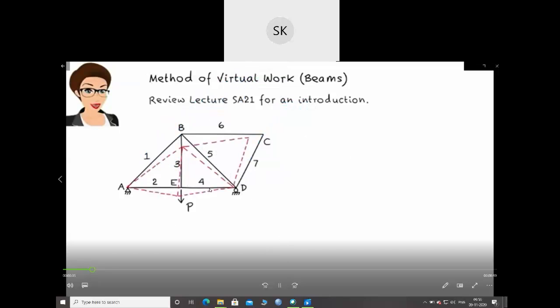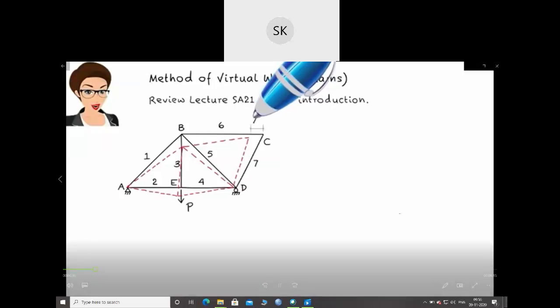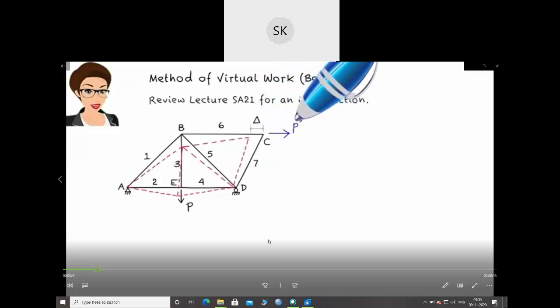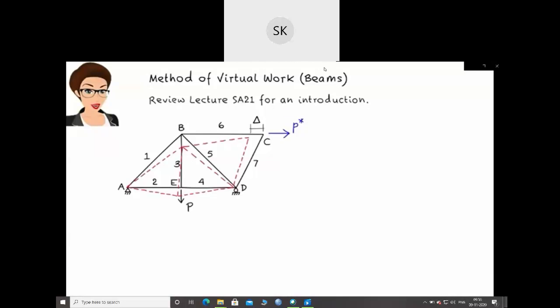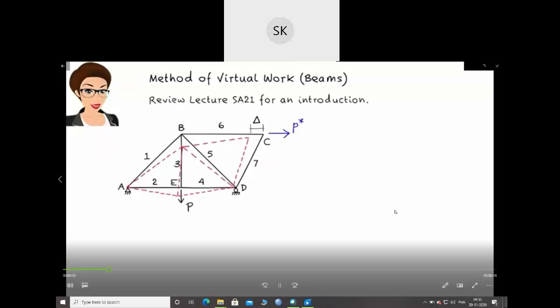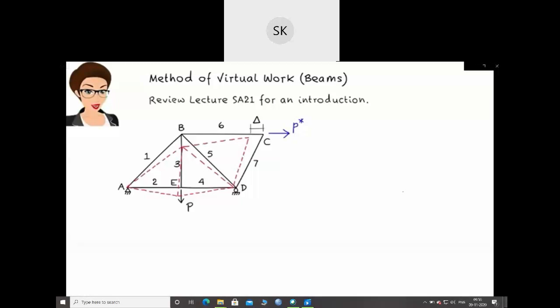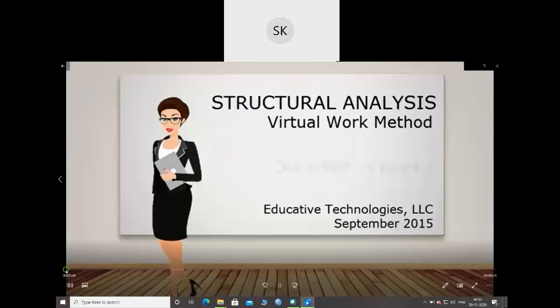To determine joint displacement, say horizontal displacement at C, we place a virtual load at the joint. In this case, a horizontal load at C. Note that the direction of the load corresponds to the direction of the target displacement. If we are seeking to find a horizontal displacement, the virtual load should be horizontal. If we wish to calculate a vertical displacement, the virtual load must be vertical.